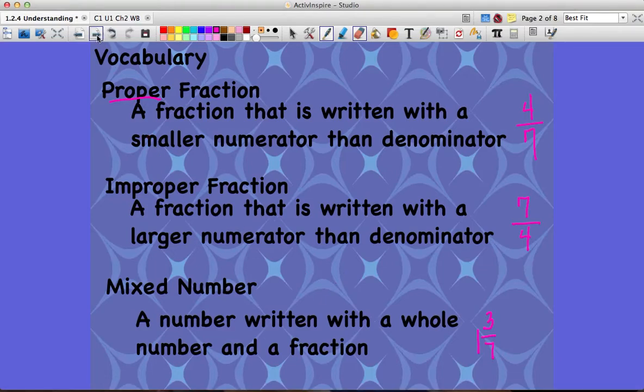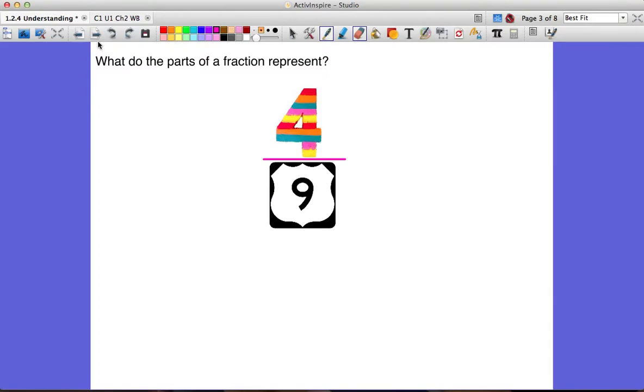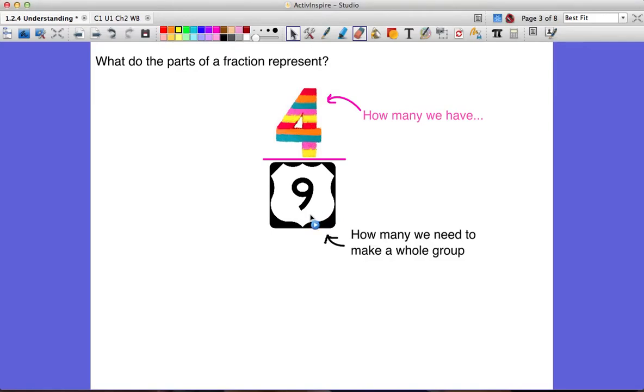All right, so now let's talk about the pieces of a fraction and what they represent. The numerator, the top number, always tells you how many pieces you have. So on top it tells you how many I have. In this case, I have 4. The denominator, the bottom number, tells you how many pieces you need to make a whole group. So what this actually means, it's not just 4/9 because it's a 4 on top and a 9 on bottom. It's 4/9 because I have 4 out of the 9 pieces that I need to make a full group.